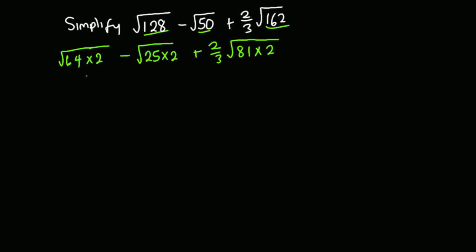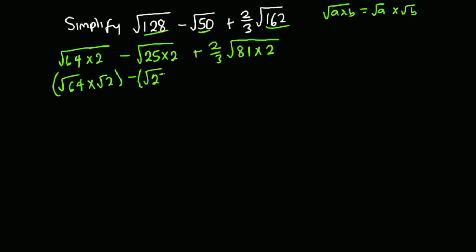Now from the property of surds, it says that if you have root of a times b, this is the same as root of a times root of b. So this is the same as root of 64 times root of 2, all these minus root of 25 times root of 2 plus 2 on 3 multiplying root of 81 times root of 2.